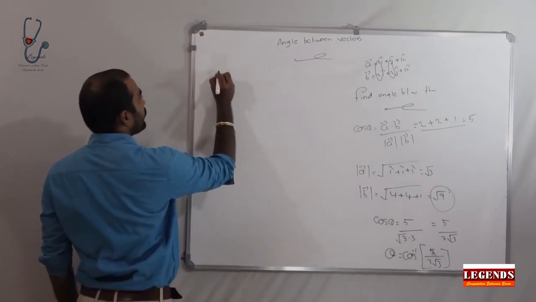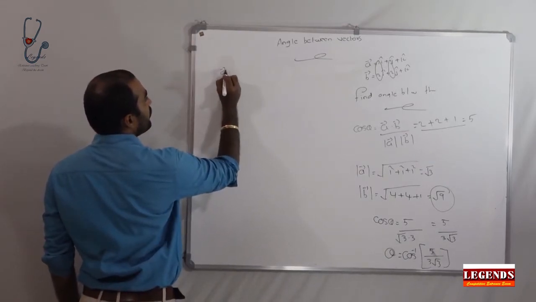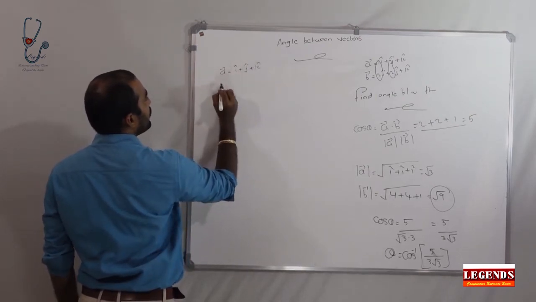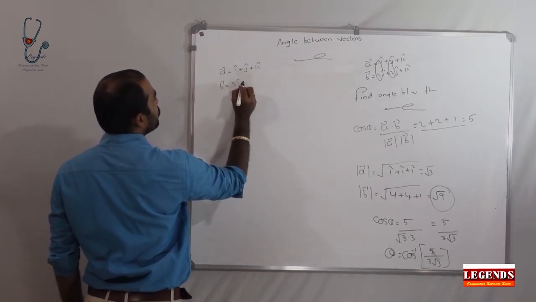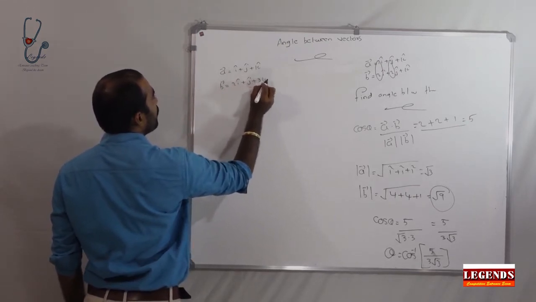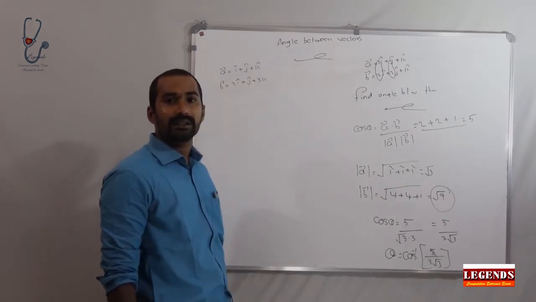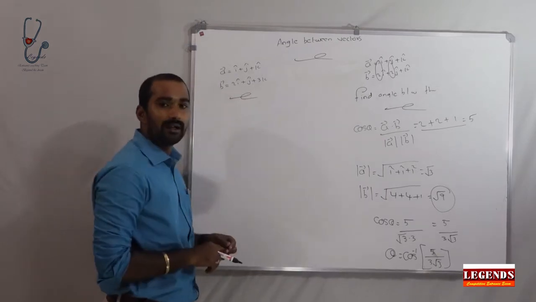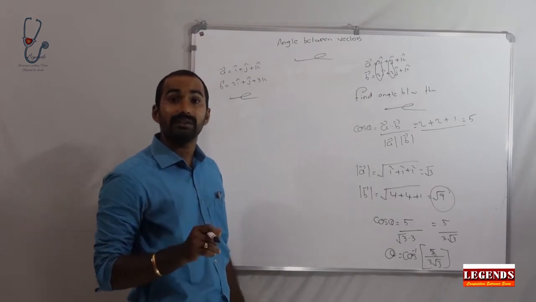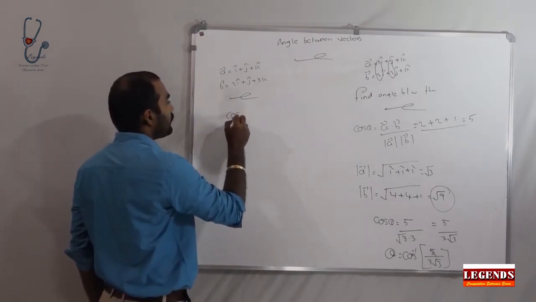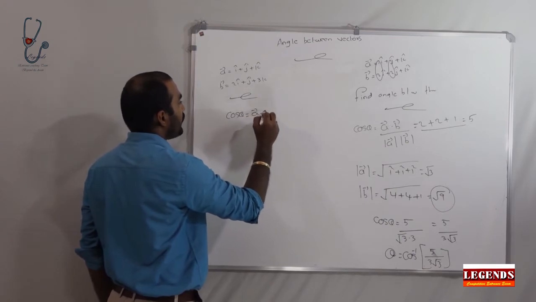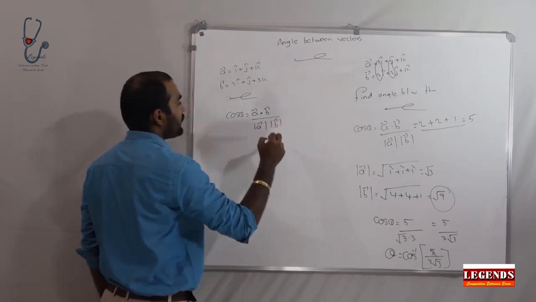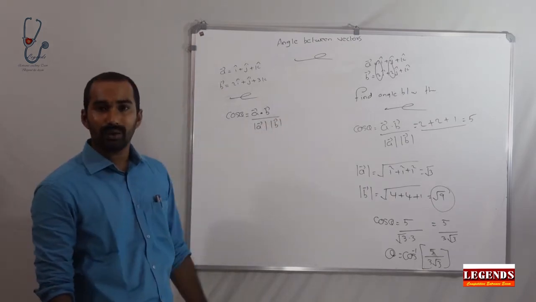Next one, same model question. Find the angle between the vectors. A vector is equal to i plus j plus k. B vector is equal to 2i plus j plus 3k. Find the angle. In the same way we can find the angle. The question says find the angle only, which means find the cos angle. Cos theta is equal to a vector dot b vector divided by magnitude of a into magnitude of b.